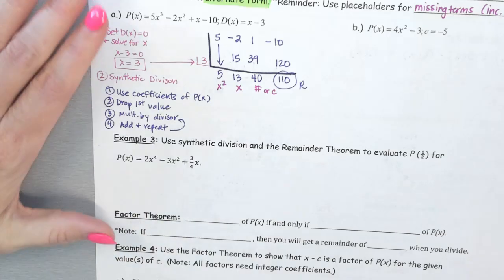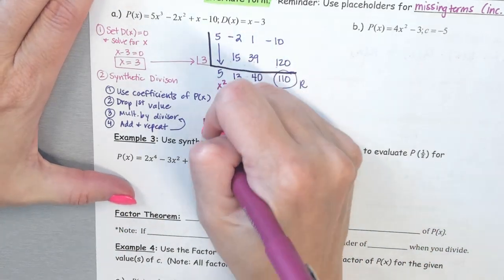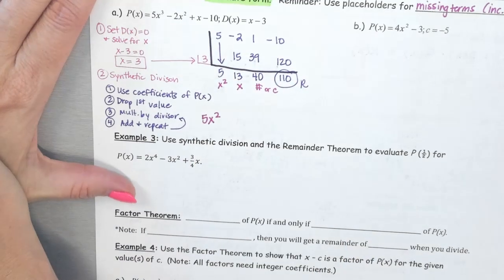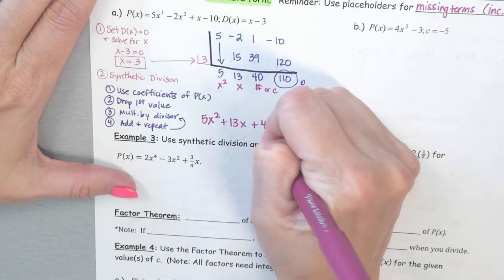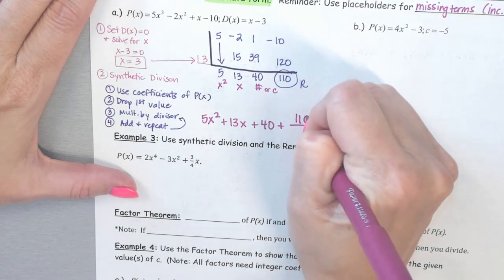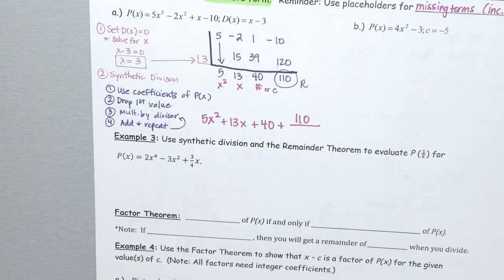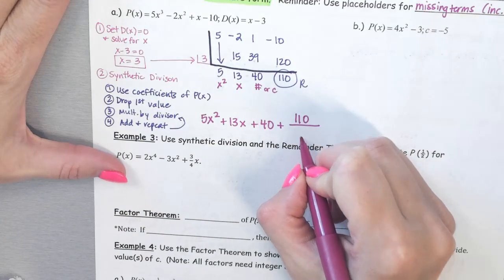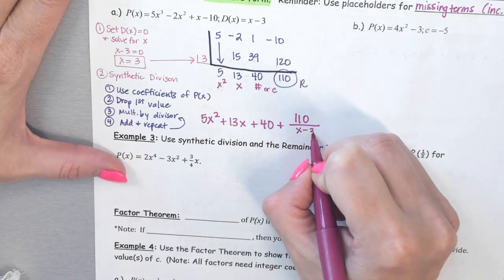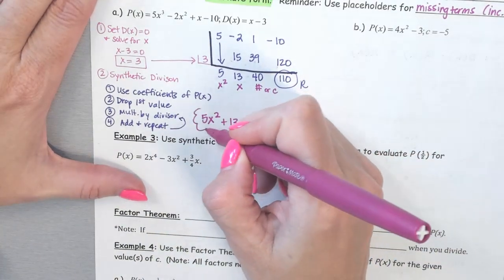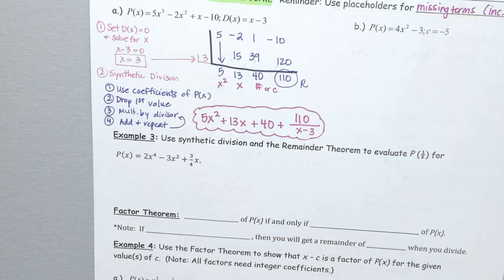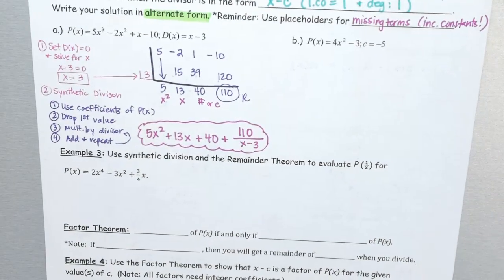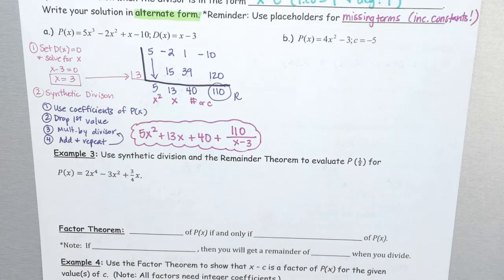Okay, so when I write this out in alternate form, it's going to be 5x squared plus 13x plus 40 plus 110, and then remember that goes over d of x, the divisor. What's the divisor? X minus 3. So don't put it over 3, you're going to put it over x minus 3. Okay, so you have to put it over the divisor there. And then for B, I want you to look at that. That was a little bit different.